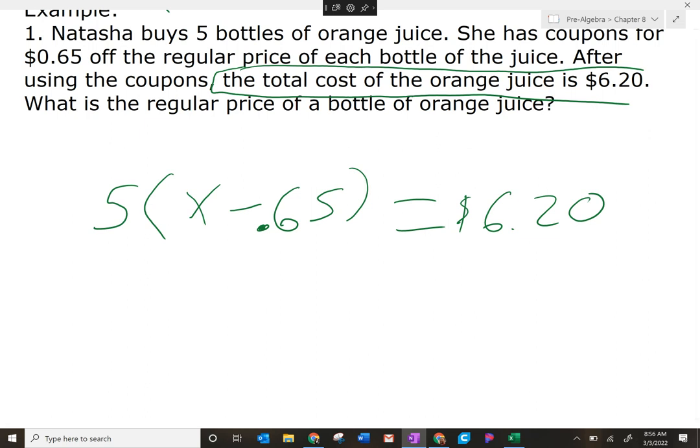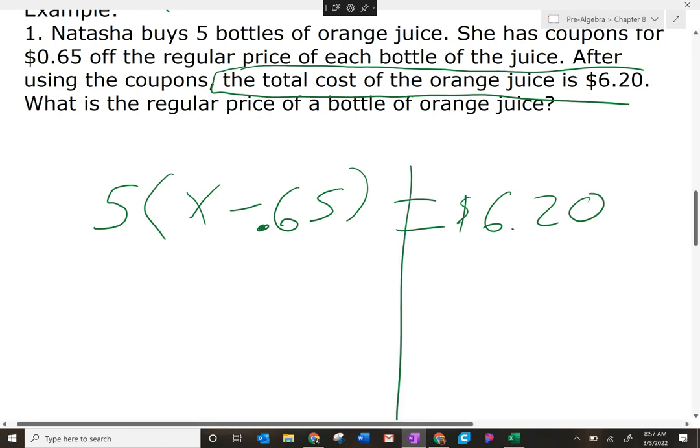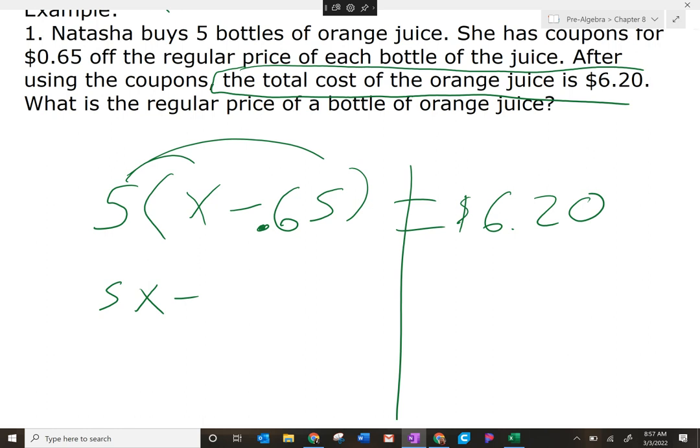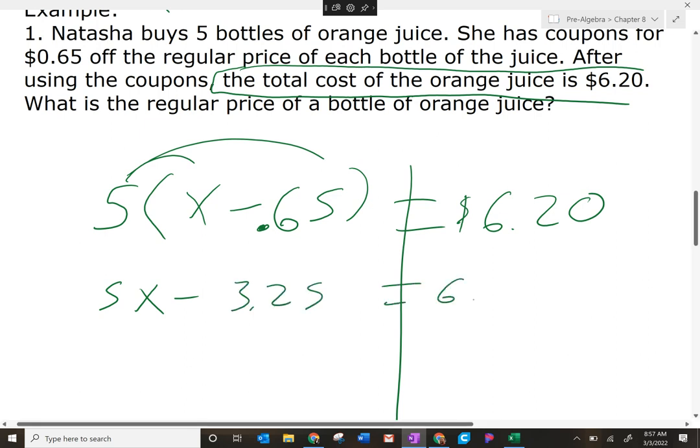Somebody talk me through all the steps. Or just one step. Austin? Draw the line. Got it. Step 2. Noah? Distribute. I love it. I got 5 times x is 5x minus 5 times 0.65. Times 0.65. That's way better. Minus 3.25. That equals $6.20. Next step. Daniel? Plus 3.25 to each side. Awesome. Add that 3.25 to both sides.